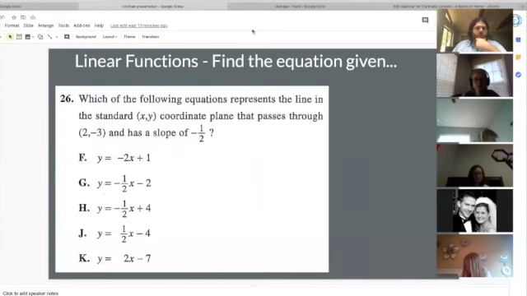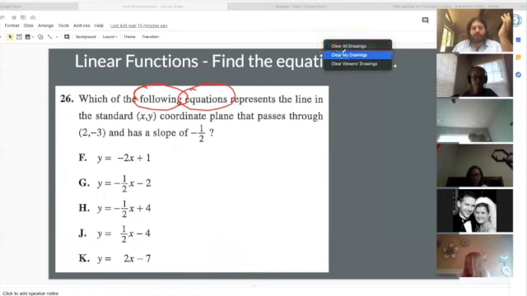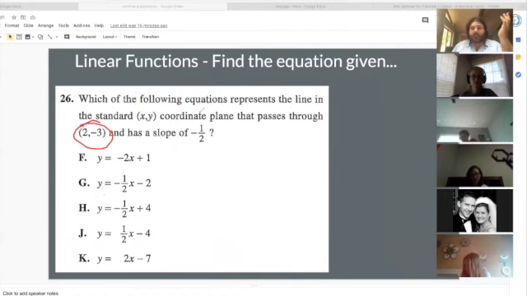All right, on to the next one. Which of the following equations represents the line in the standard xy coordinate plane that passes through 2, -3, and has a slope of -1/2? All right, Lauren, I want you to help me with this one. You see how this is the same type of problem? It says find the equation, and then it gives us a point and the slope, right? Same type of problem.